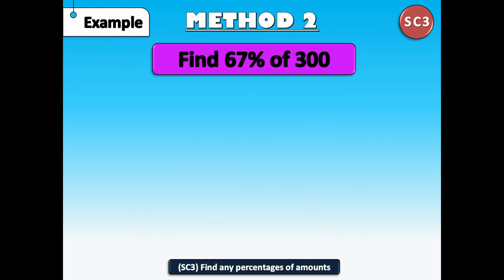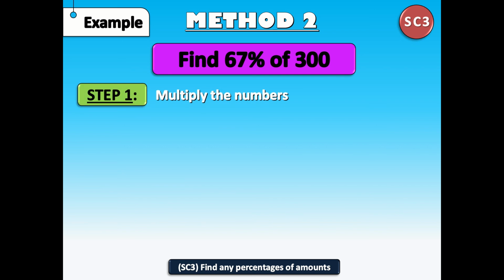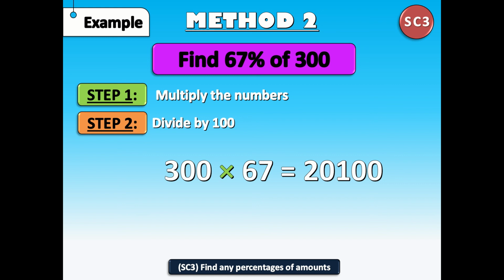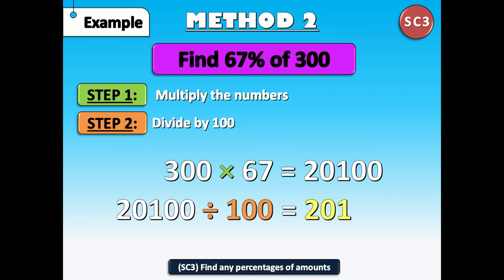Another way to work out 67% of 300 is to multiply the two numbers together. So we multiply 300 and 67 together using our long multiplication method, and we get 20,100, and then we divide our answer by 100 because percent means out of 100. So my answer is 201.